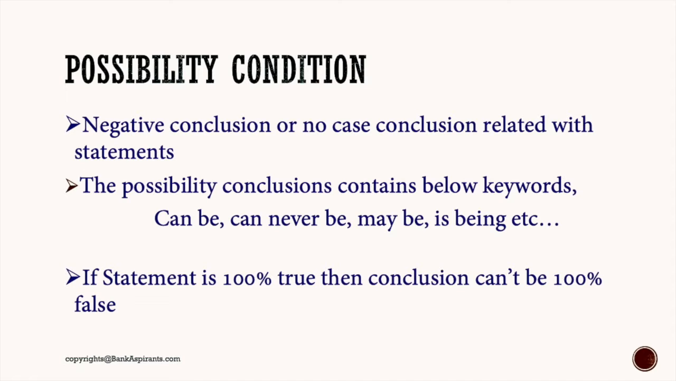We have to check for the possibility condition only when we are given these keywords in the conclusion. Okay, if conclusions related to these keywords are given in the question, then we have to check for the possibility condition. So what are the keywords? The 4 important keywords are can be, can never be, may be, is be. Okay, do you get this? Okay, let's move to the rules now. Possibility rules.